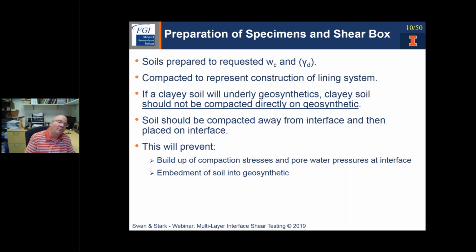So if we're building the system, one might think, well, we might want to put the clay in the upper shear box because if it compresses, the compressibility can be absorbed by the upper shear box. If we do that, then we would want to make sure that we compact the clay liner separate from the interface and then place it on top of the geosynthetic to represent the field condition. And that way it prevents the buildup of compaction stresses and pore water pressures at the interface, and also prevents the embedment of soil within the geosynthetic, whether it be a geocomposite or textured geomembrane. So that practice should also be done in the single interface test.